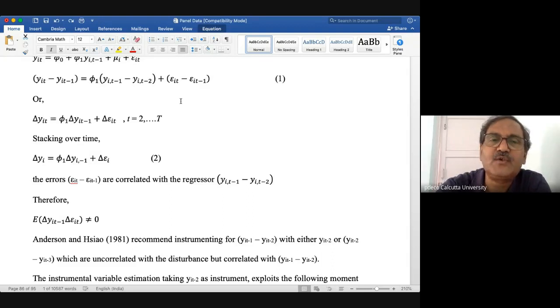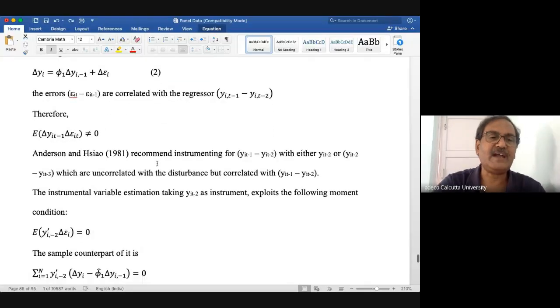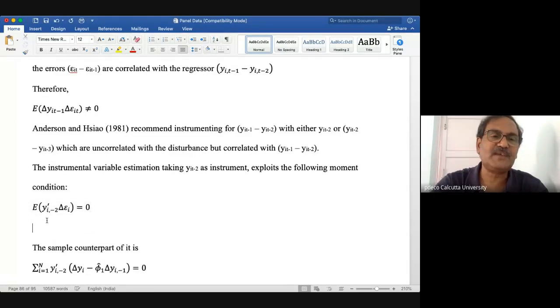yi(t-2) is not correlated with the error yet is correlated with the regressor. So what did I do here? My regressor is this whole part; instead, I am taking another variable that will be correlated with the regressor but not correlated with the error. That variable I took is yi(t-2), because yi(t-2) is correlated with this whole part, which I take as the regressor, but yi(t-2) is not correlated with this error. So if yi(t-2) is not correlated with the error, then we can write expected value of yi(t-2) into delta epsilon it equal to 0. We have written it here in vector form, that's why we have ignored the suffix t, because we have considered all possible values of t.